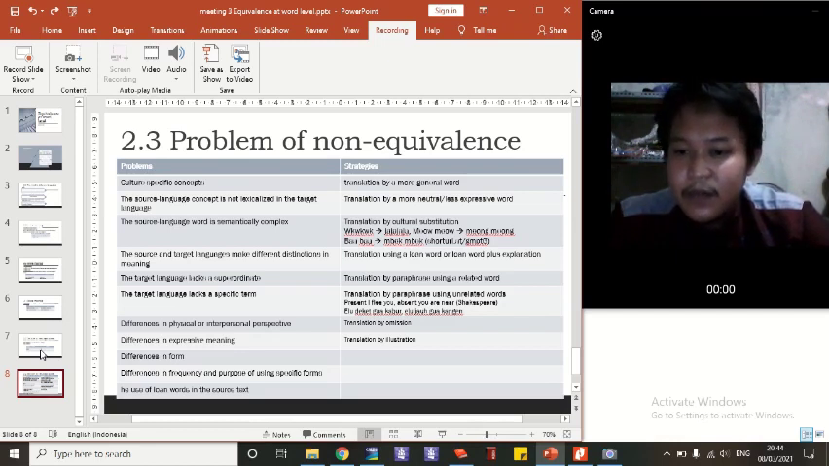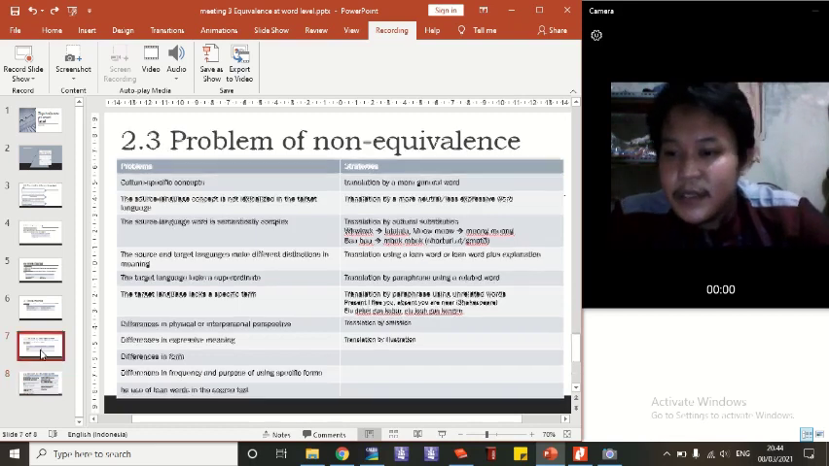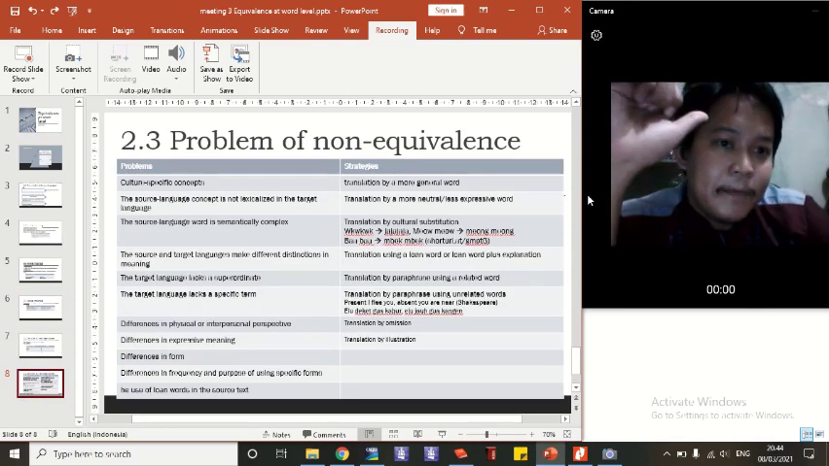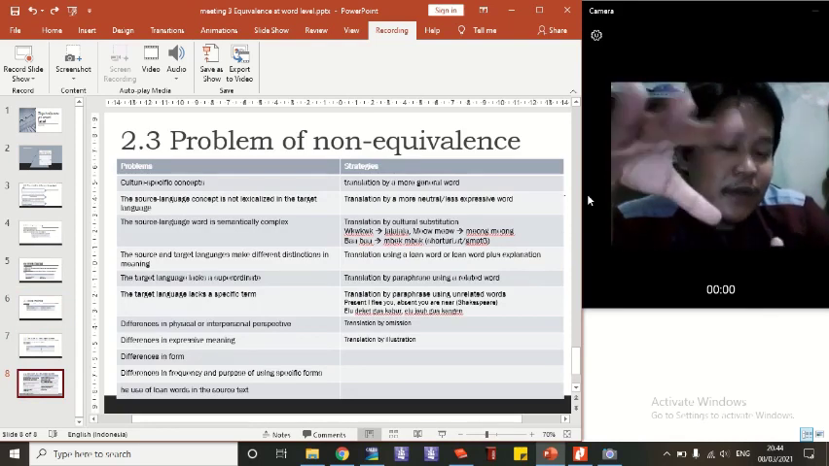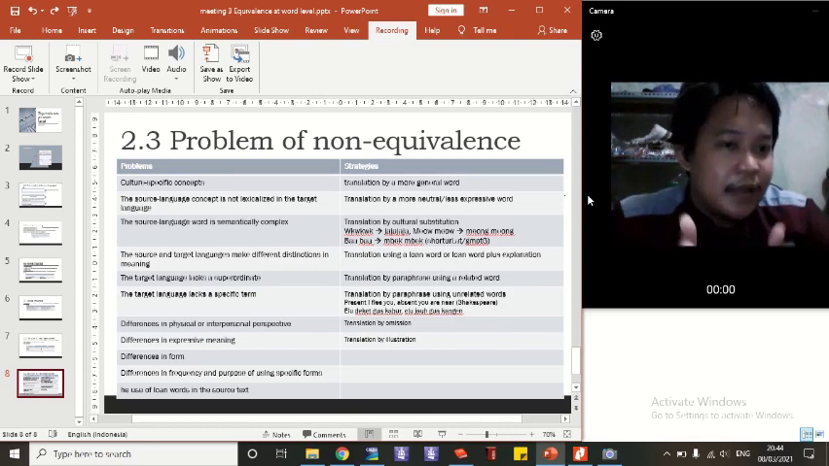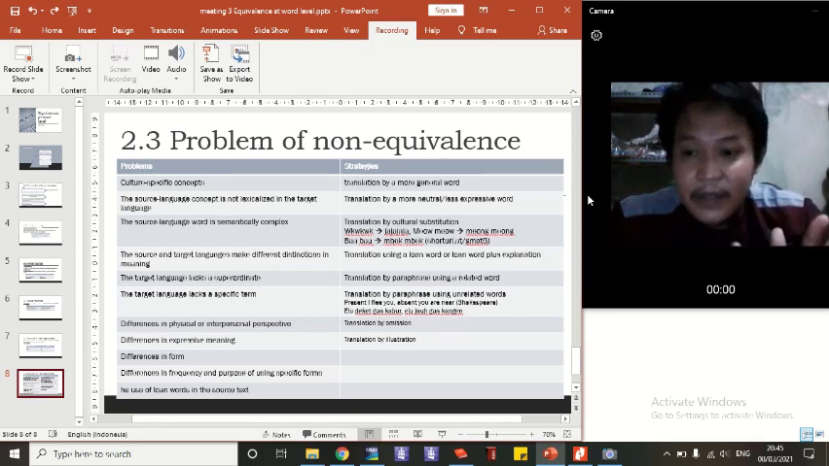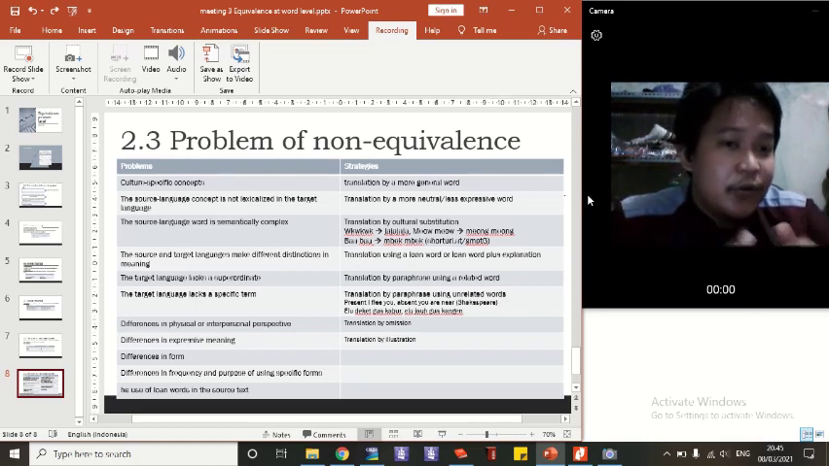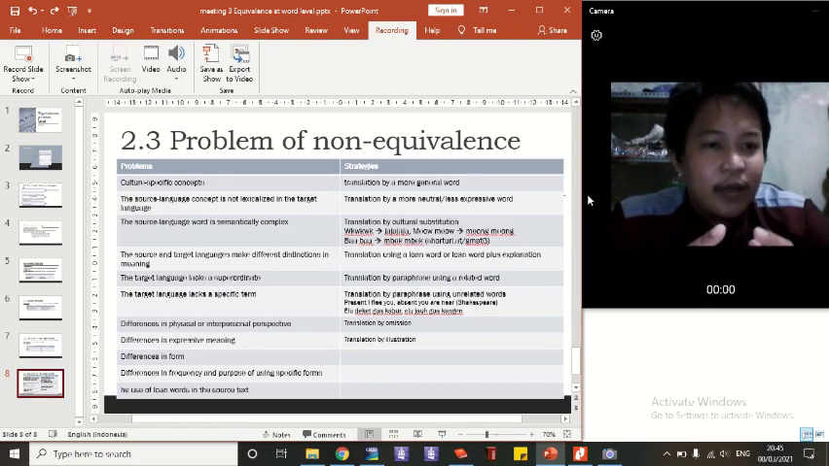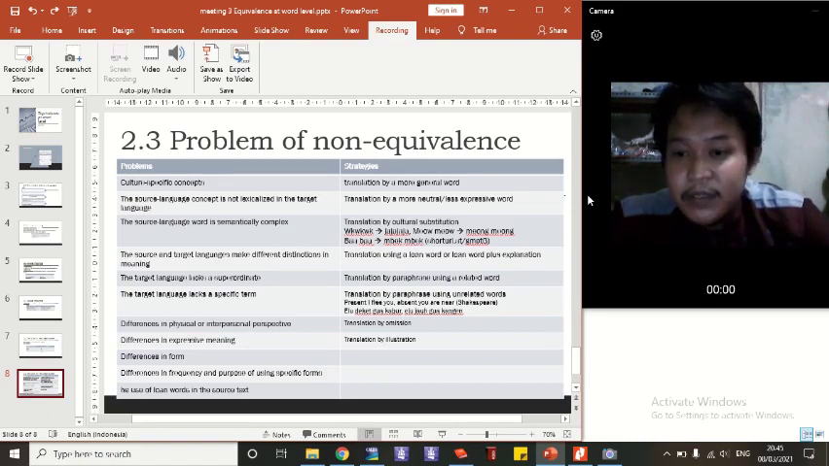Differences in physical or interpersonal perspective. It is almost the same as the register. For example, when you translate a comic, you have a SpongeBob comic. There is a conversation between Patrick and SpongeBob. For example, I and you. How will you translate I and you in Patrick and SpongeBob conversation? Since they are close friends, you must translate it as aku dan kau, not saya dan Anda. In English the word you is always used, for example, you are a clever professor. That is not kamu or elu but Anda. That differs in interpersonal perspective.